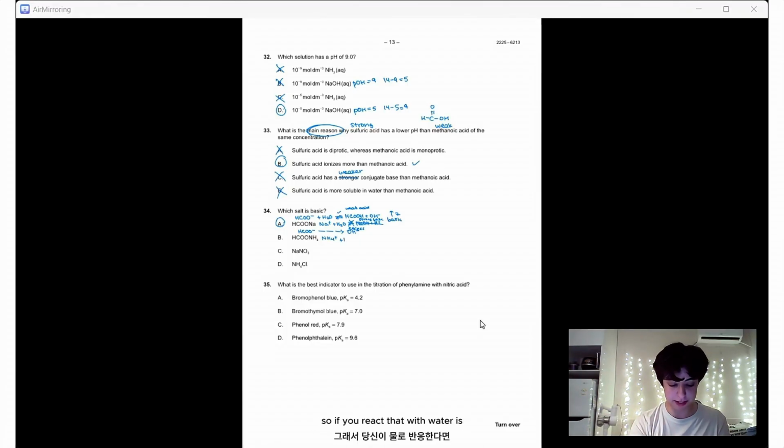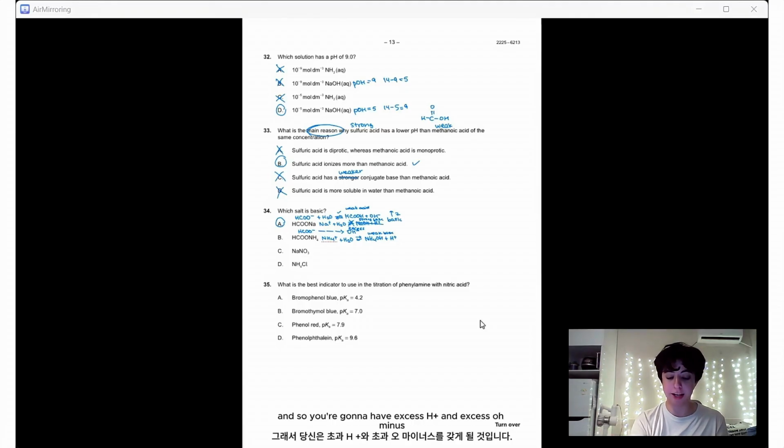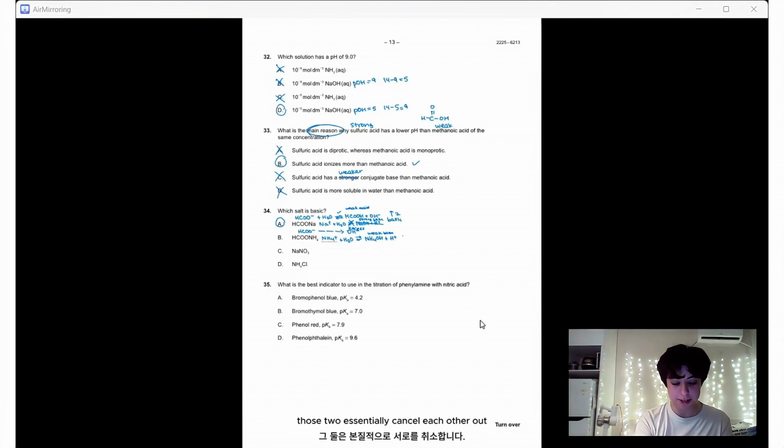Okay, so if you react that with water, you would get NH4OH, which is just NH3 plus H plus. And since that is a weak base, that will happen. And so you're going to have excess H plus and excess OH minus. Those two essentially cancel each other out, and this just stays neutral. So the pH is still 7. So that one's not right.